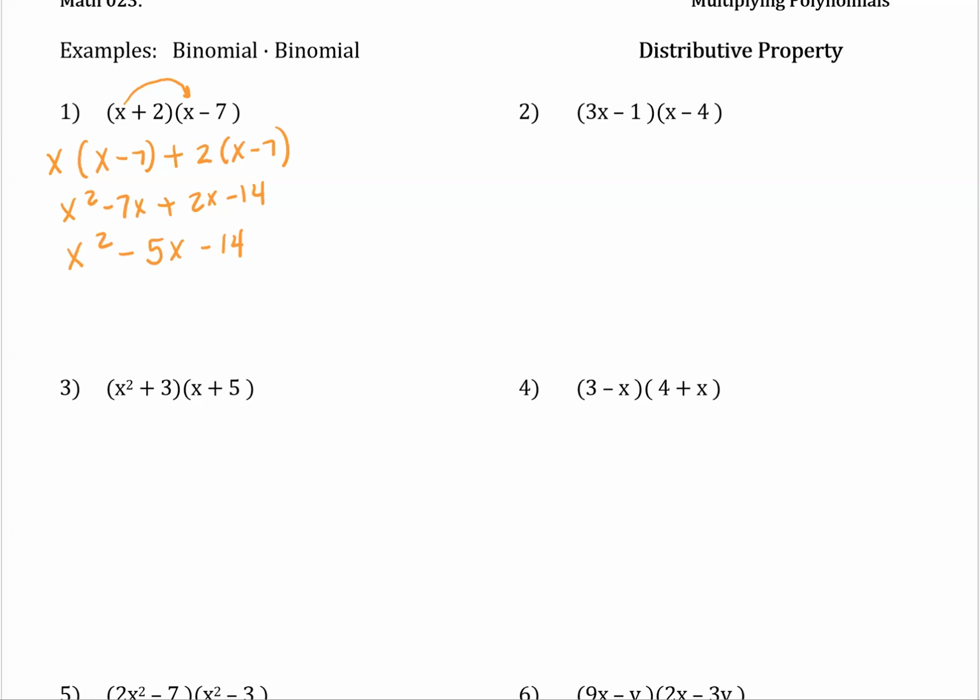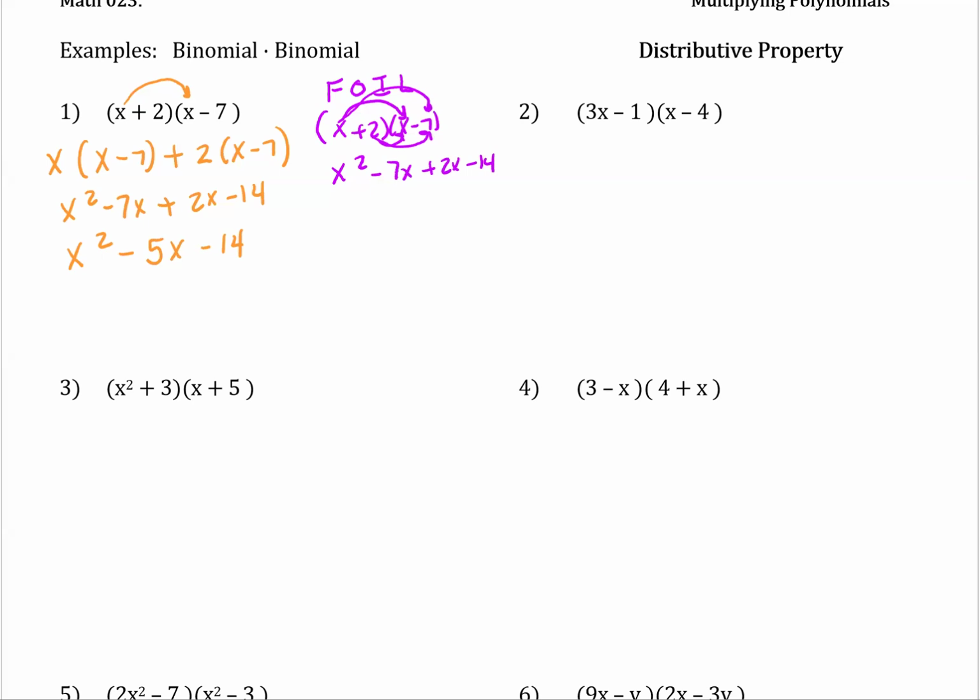All right, another way you can show your work is FOIL. FOIL stands for first, outside, inside, last. So you multiply the first, which is your x times your x, which will give you x squared. Then you multiply the outsides, which is x times negative 7, gives you negative 7x. Multiply the two insides, which would give you 2x. And then multiply the two lasts in the parentheses, and that gives you negative 14.